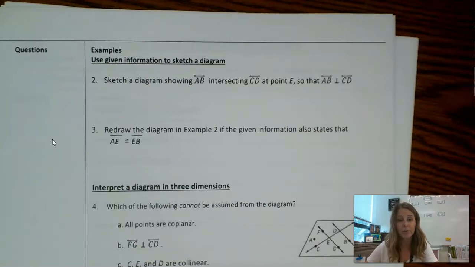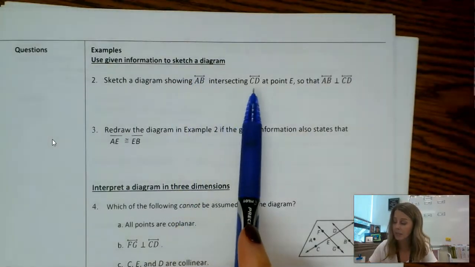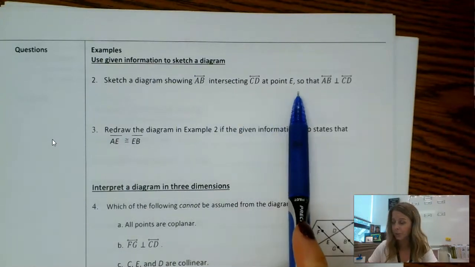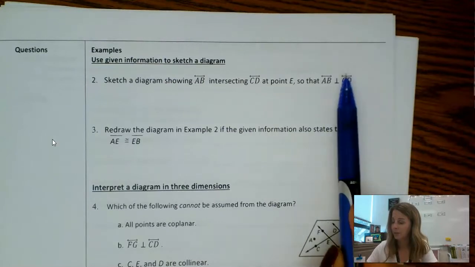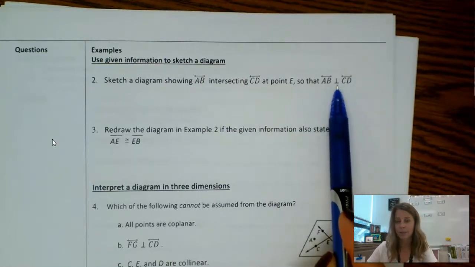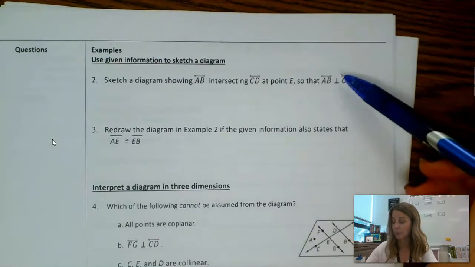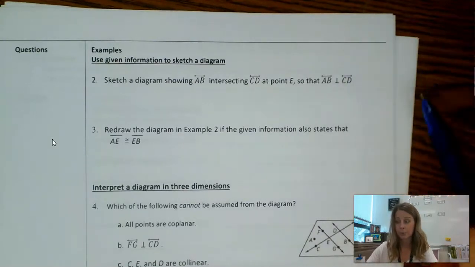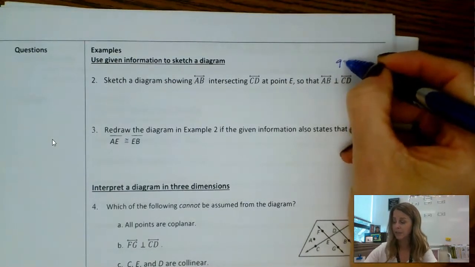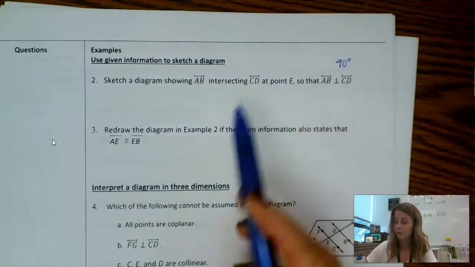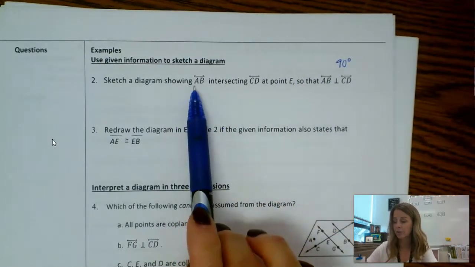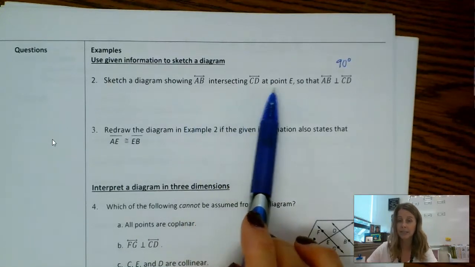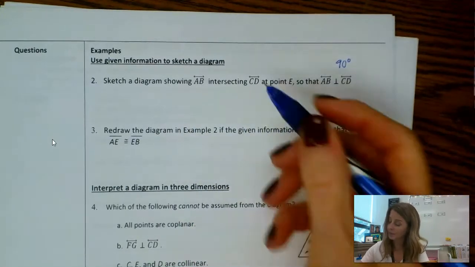So sketch a diagram showing line AB intersecting line CD at point E so that line AB is perpendicular to CD. So if you need to write down perpendicular again, maybe write the word perpendicular above it. So perpendicular means you've got a 90-degree angle. So I'm going to draw 2 lines intersecting at a 90-degree angle, and I'm just going to make sure I name the line AB, CD, and point E. Okay, so it could be something like this.